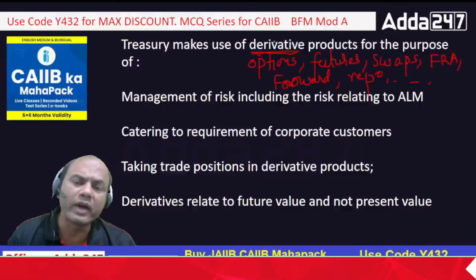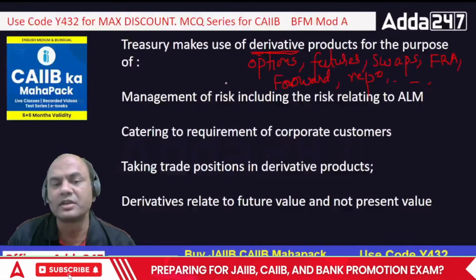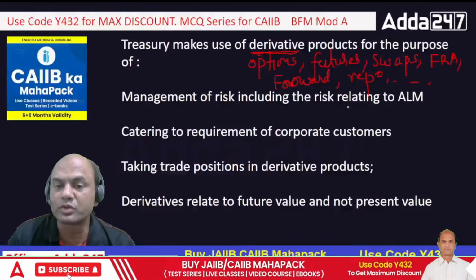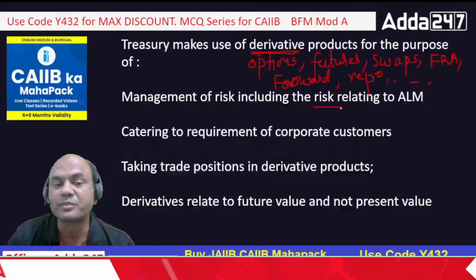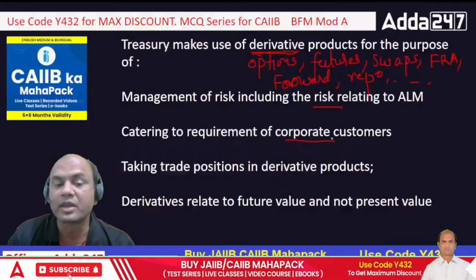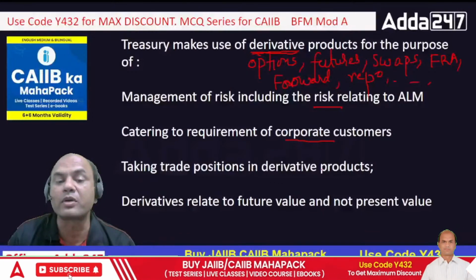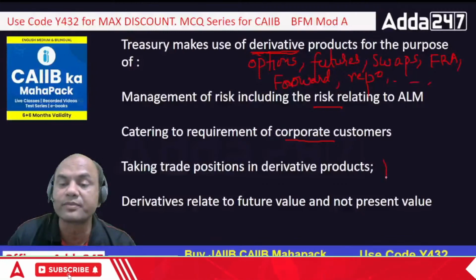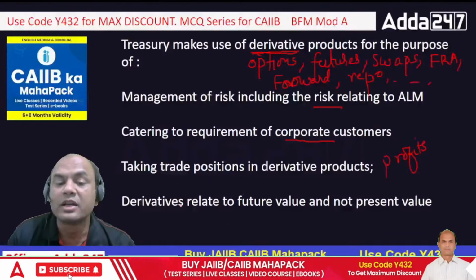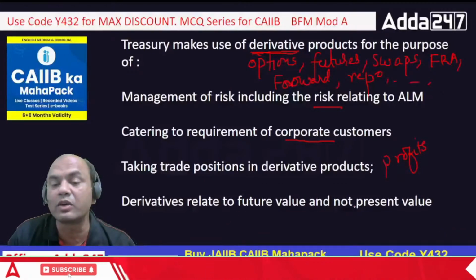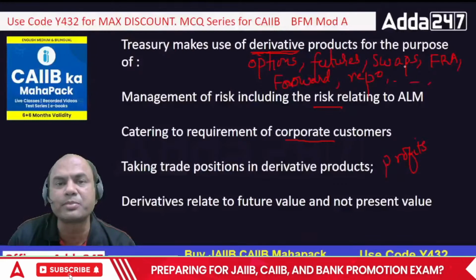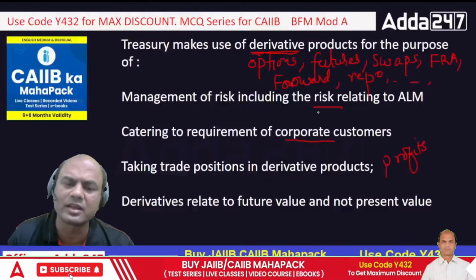So why are banks using derivatives? Basically management of risk, including the risk relating to ALM. Management of risk means catering to the requirement of corporate customers, whatever the customers are asking for. Also taking trade positions in derivative products. Trade positions are for profits. These are not for hedging. Derivatives relate to future value and not to present value. Obviously options, futures, everything is settled for a future date. It doesn't deal in present date transactions.